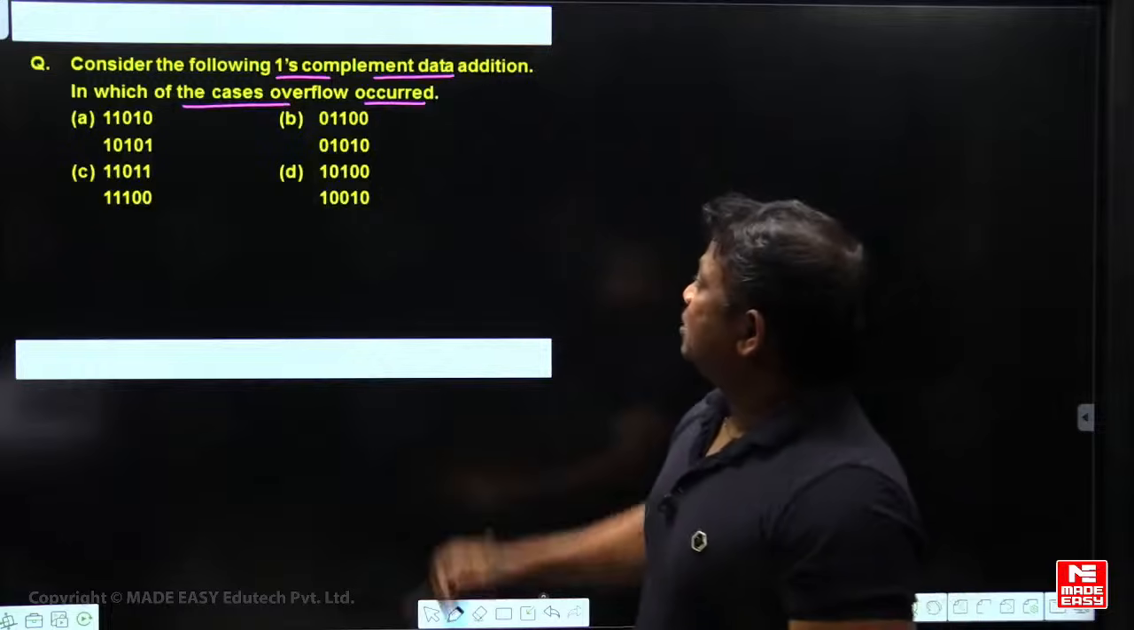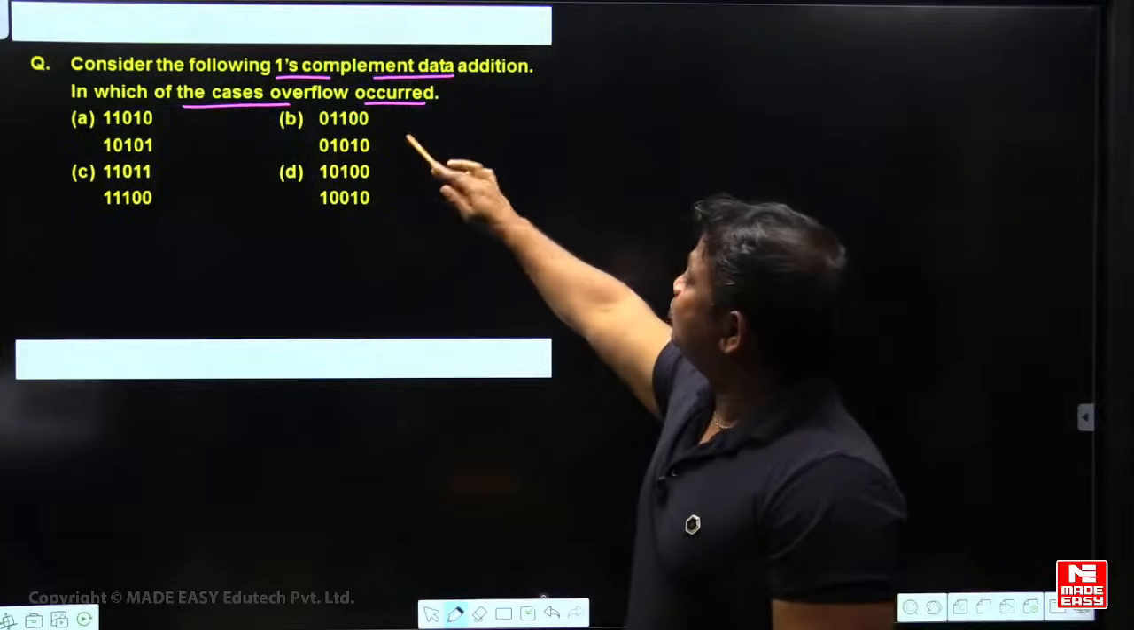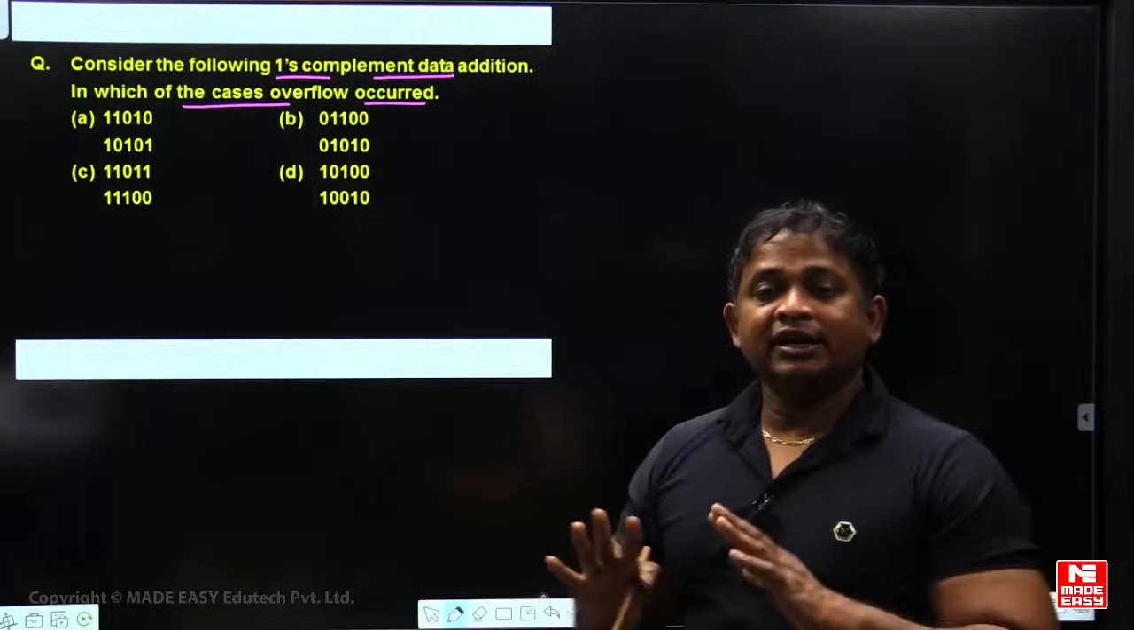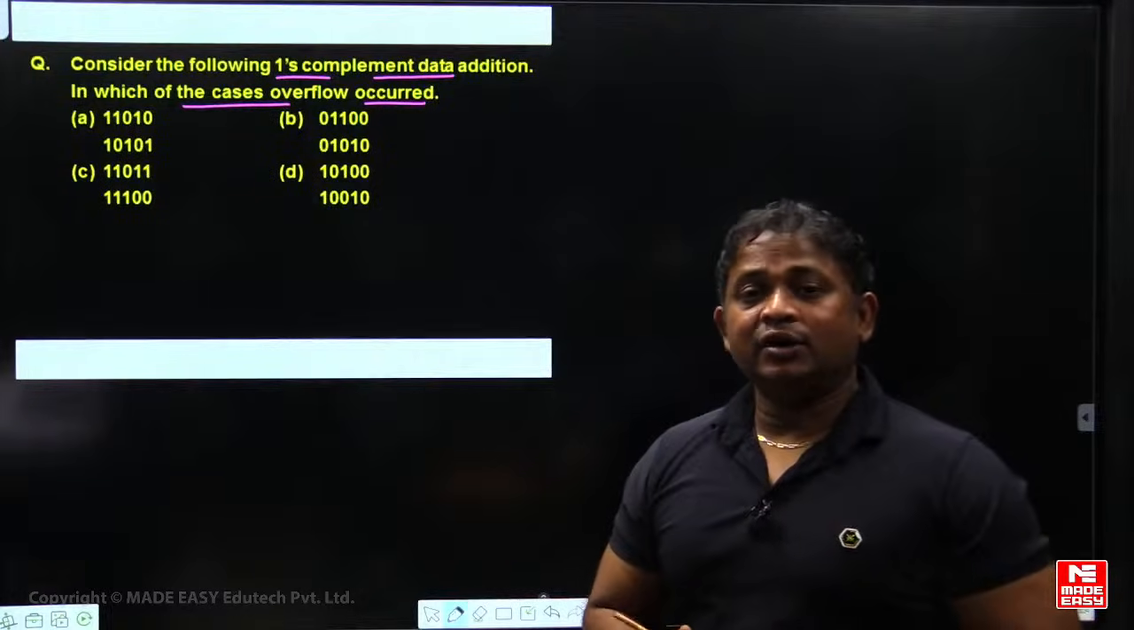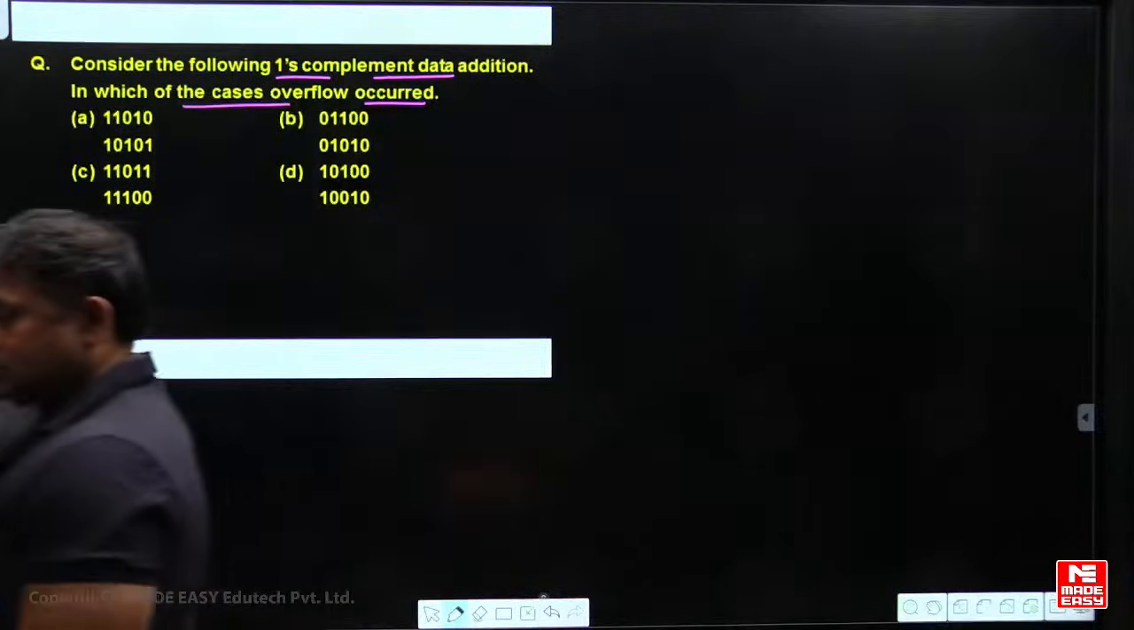All right. Now this one is what? One's complement. For this, the overflow flag, then how can we use it? Quickly.